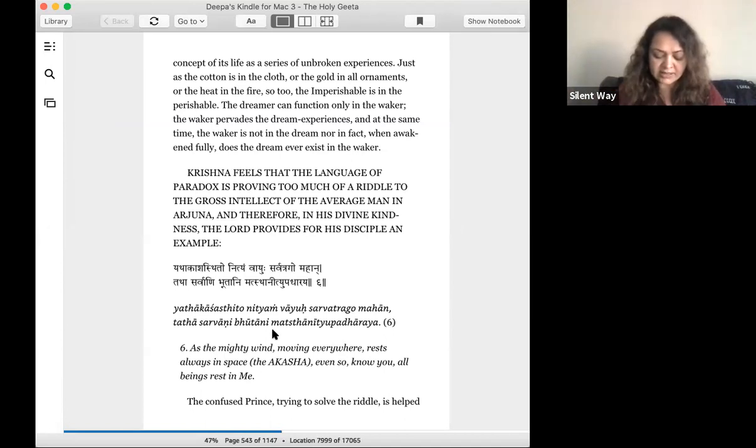Yatha kasha sthito nityam vayu sarvatra gomahan, tatha sarvani bhutani matstanityupadharaya. As the mighty wind moving everywhere rests always in space, the akasha, even so know you all beings rest in me.